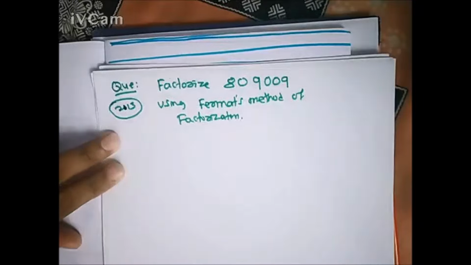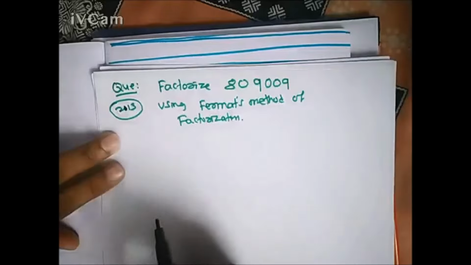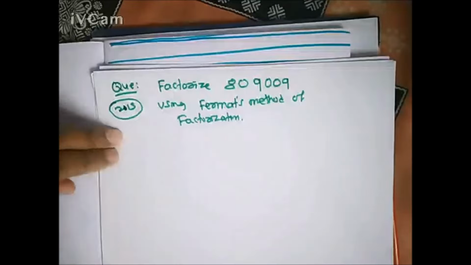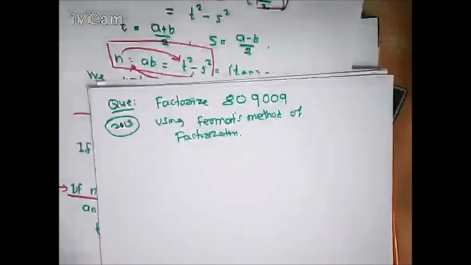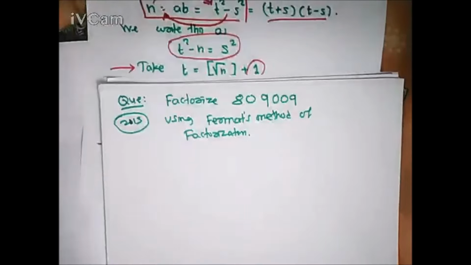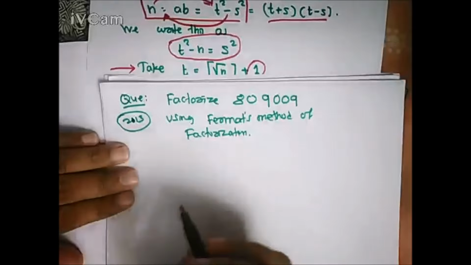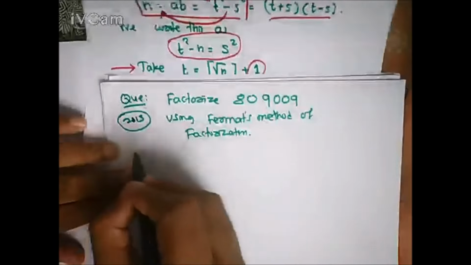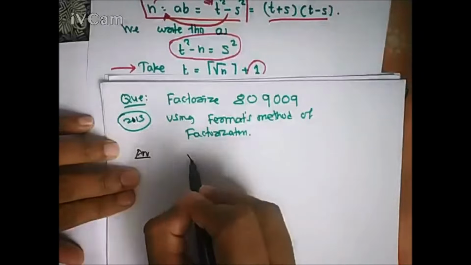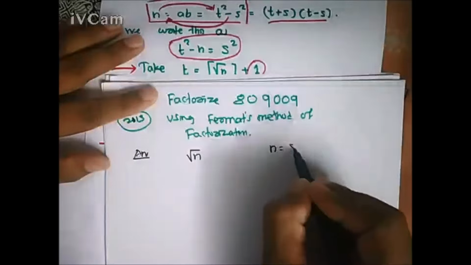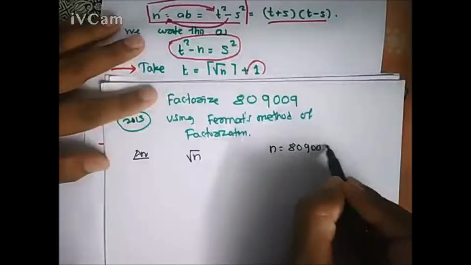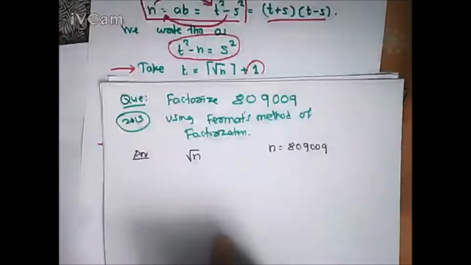Now see the method. First we need to find the square root of n. First we have to find the square root of n. Here n equal to 809009. So what is its value?